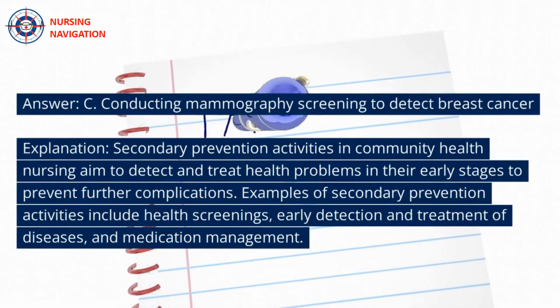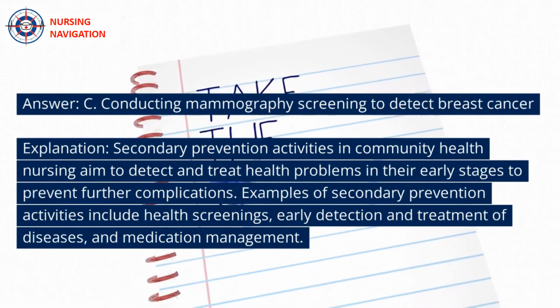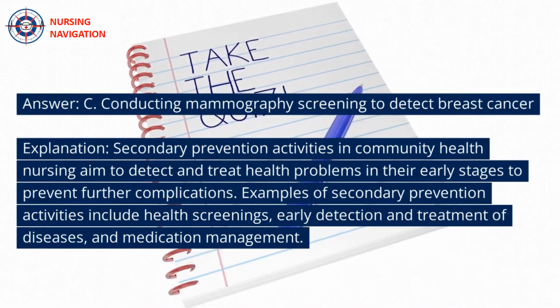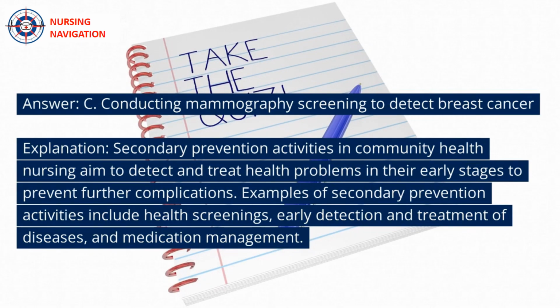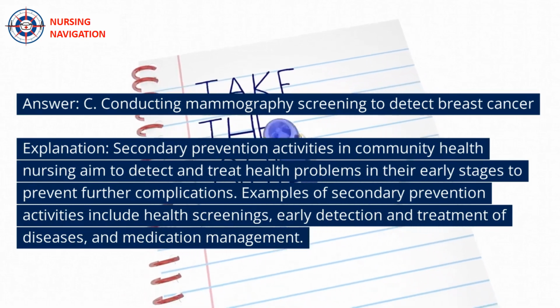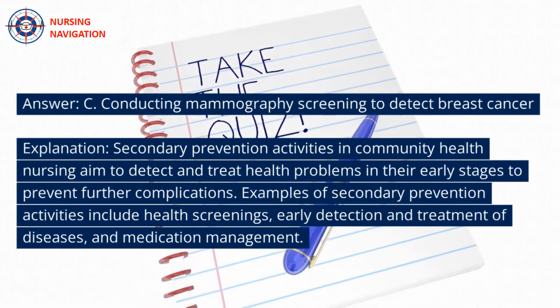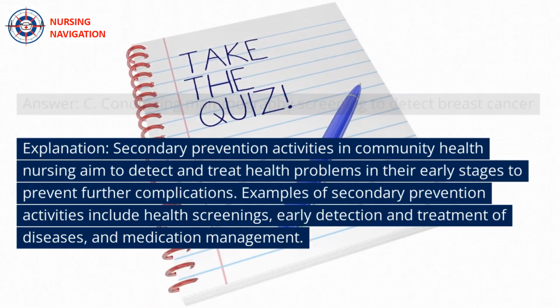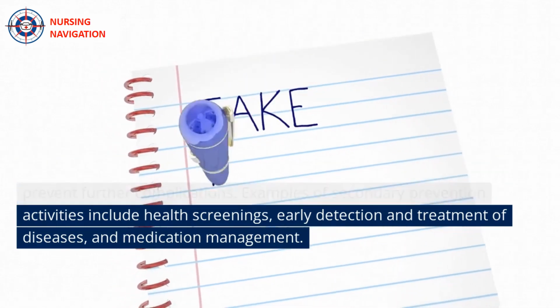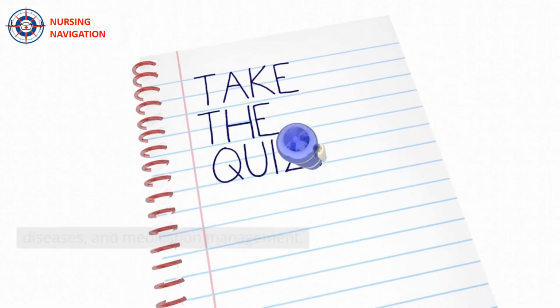Answer. C. Conducting mammography screening to detect breast cancer. Explanation. Secondary prevention activities in community health nursing aim to detect and treat health problems in their early stages to prevent further complications. Examples of secondary prevention activities include health screenings, early detection and treatment of diseases, and medication management.